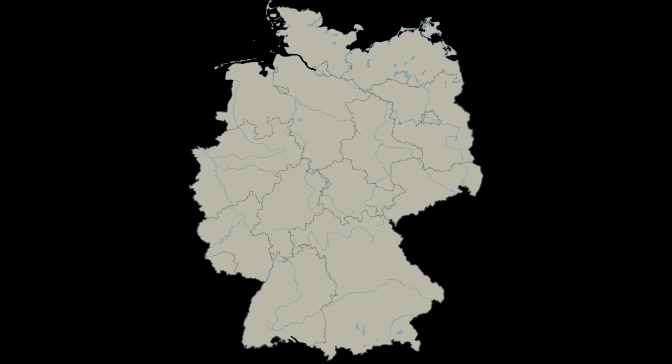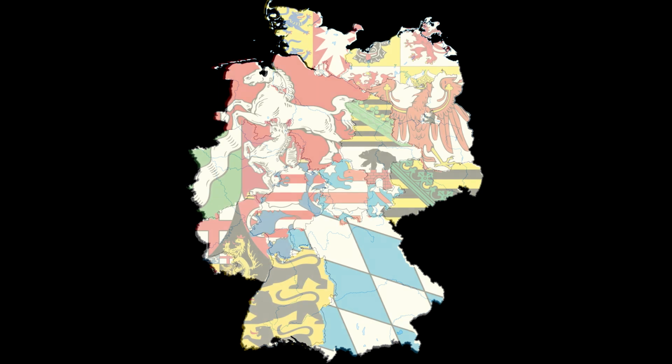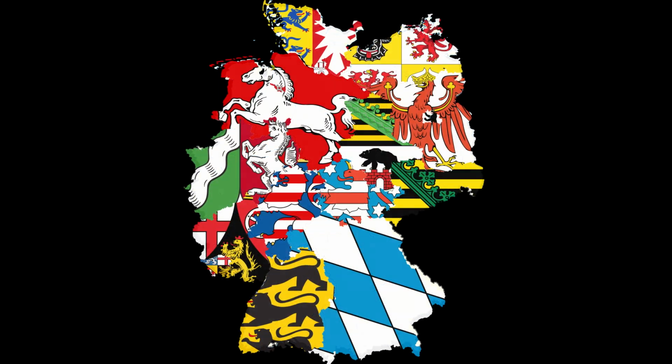Germany is a federal republic comprised of 16 states. Among them, Berlin, Hamburg, and Bremen are city-states, while the other states are composed of multiple cities. Each state operates under a single-chamber system.